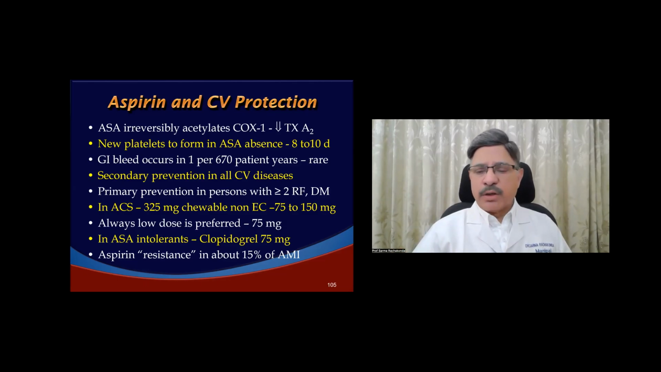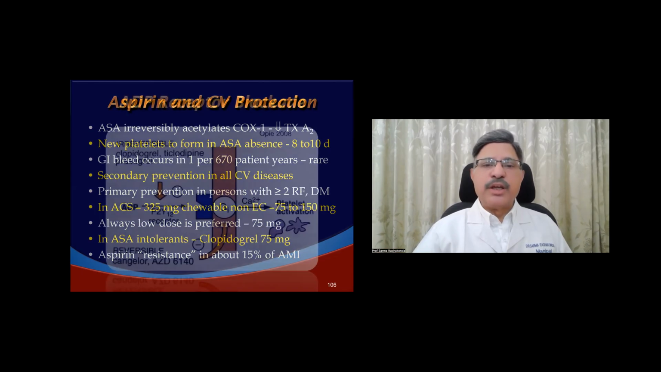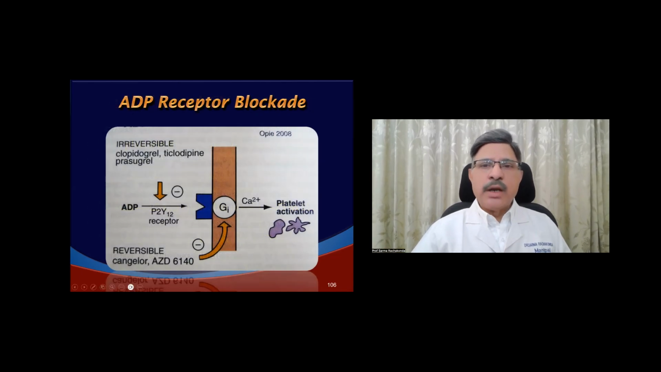Just like antibiotic resistance, there is aspirin resistance. That means the desired antiplatelet effect will not be seen. Now, ADP receptor blockage, we know, is by clopidogrel, ticlopidine, prasugrel. And how does it act? There is a receptor there. This particular drug goes and blocks that receptor. Ticagrelor and AZD are reversible, whereas irreversibly acting are clopidogrel, ticlopidine, prasugrel.